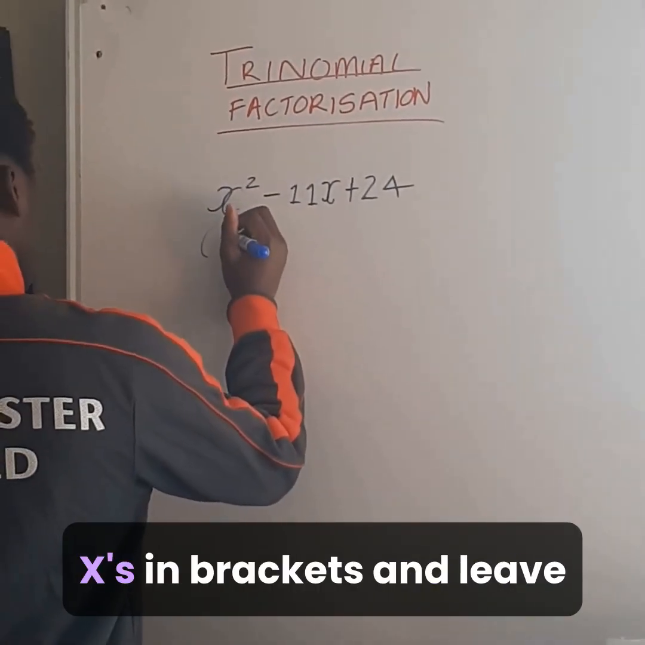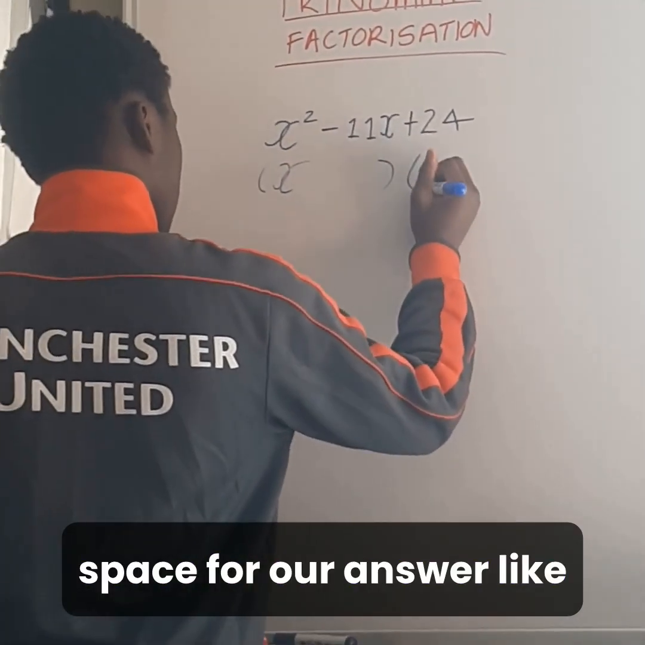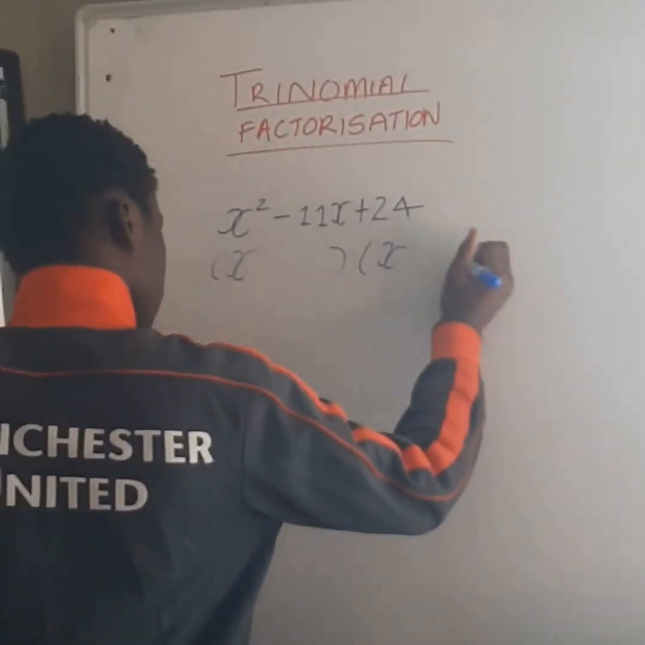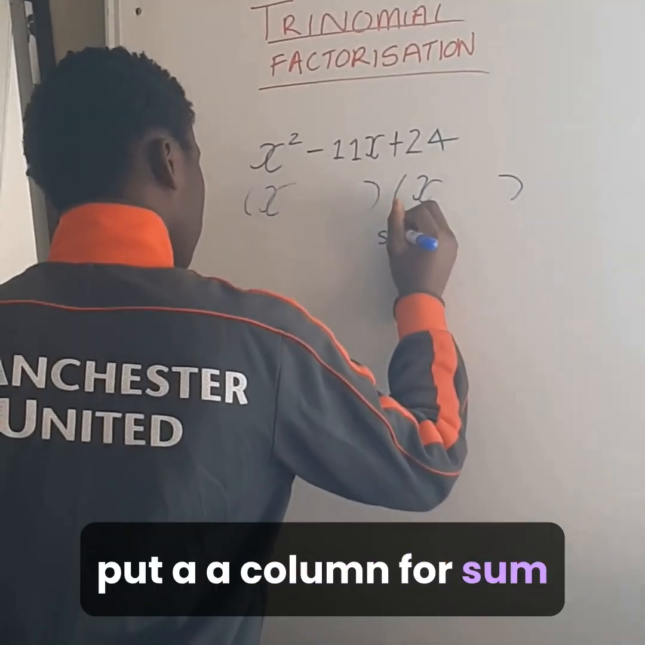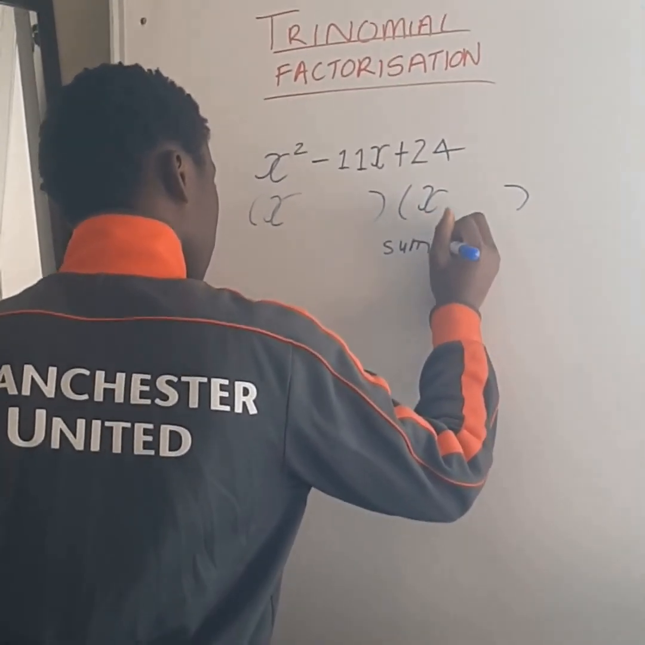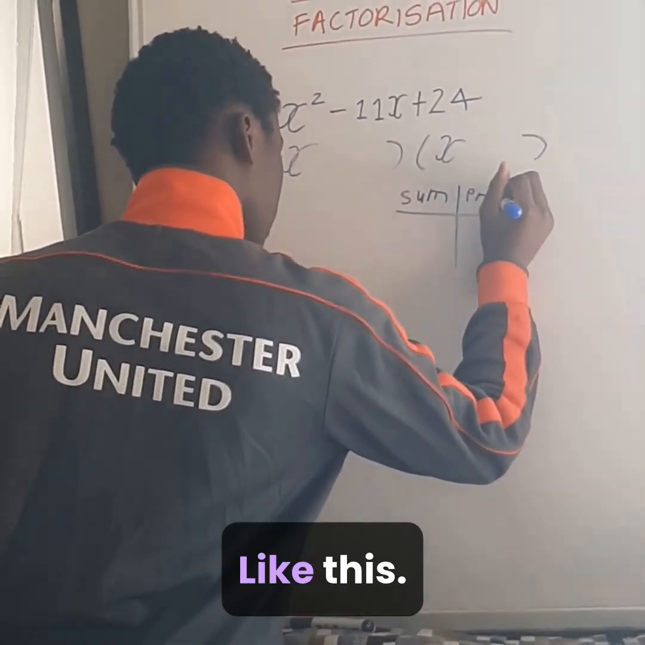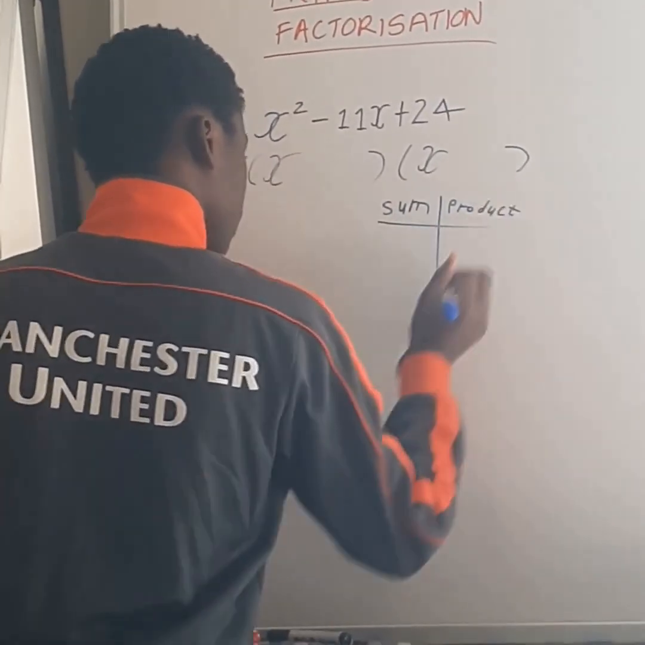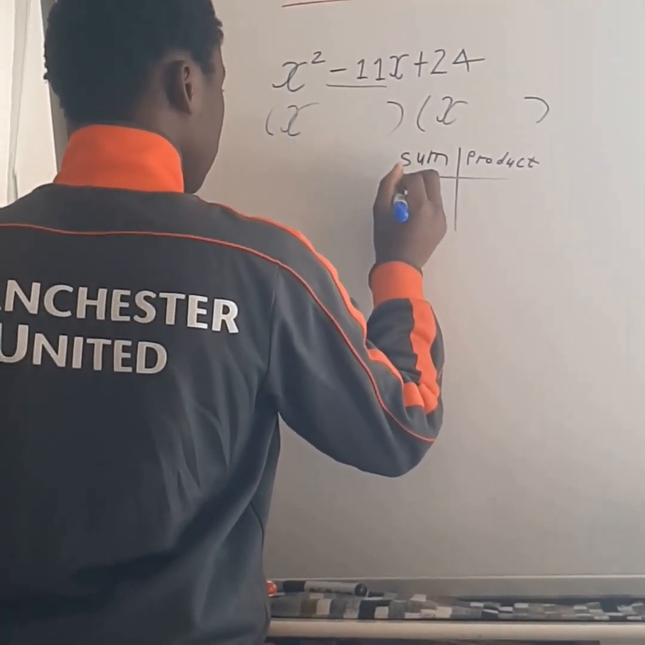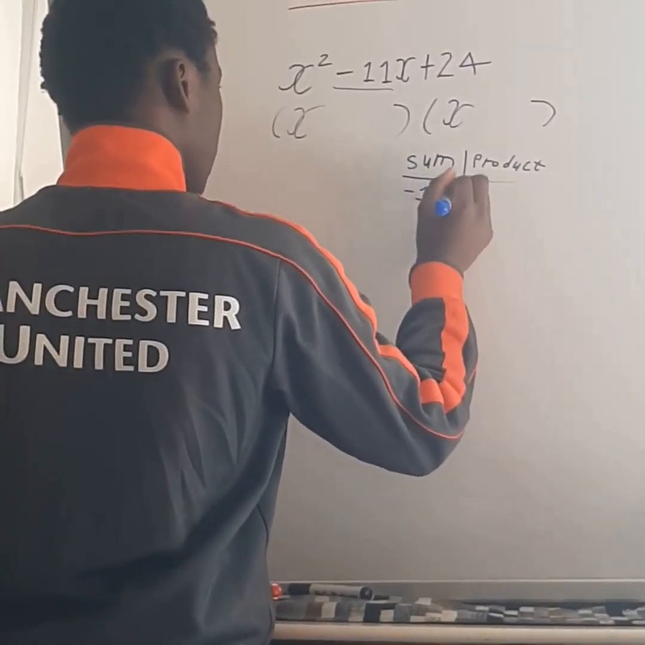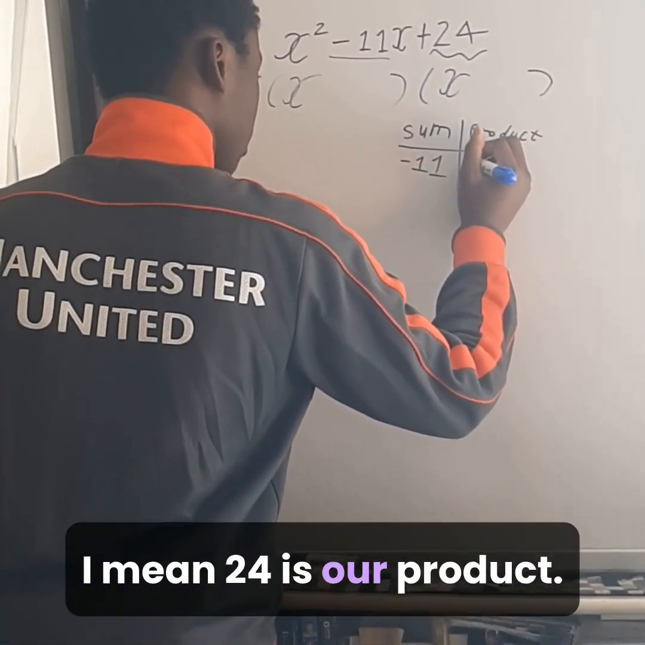So we're going to put the x's in brackets and leave space for our answer like this. Then now we're going to put a column for sum and product, like this. So now negative 11 is our sum and 24 is our product.